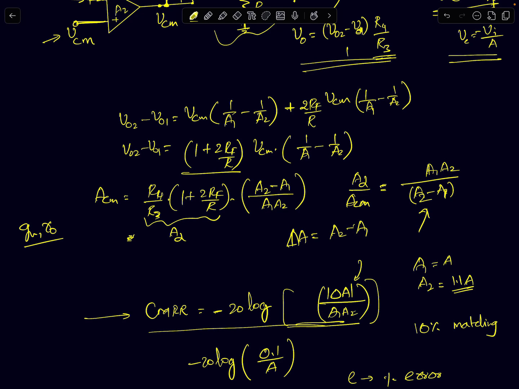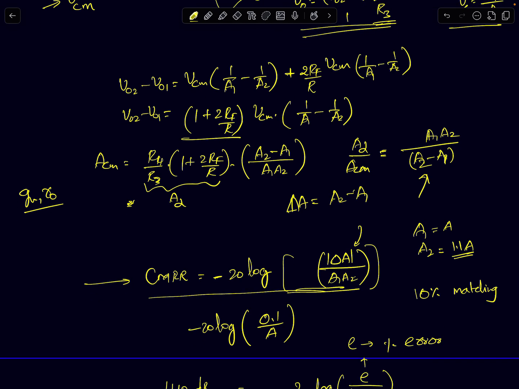So let's for the time being assume that the gains are 10% mismatched. There is a mismatch of 10%. So let A be the gain of the first op-amp. The gain of the second op-amp, I can assume it to be 1.1 times A. So the error in gain is 10% error. It can be even lower.